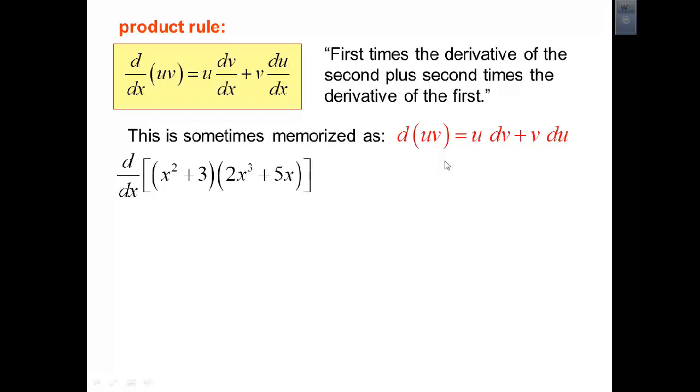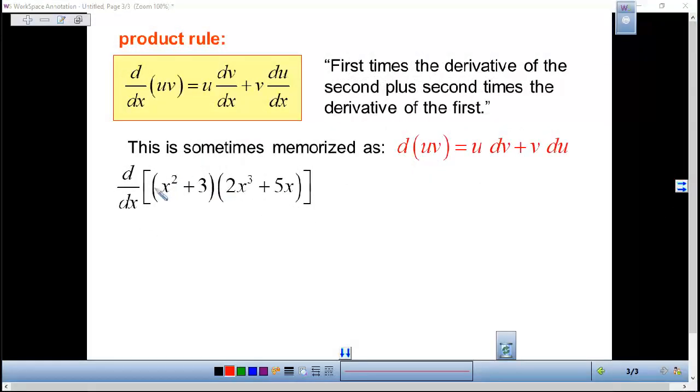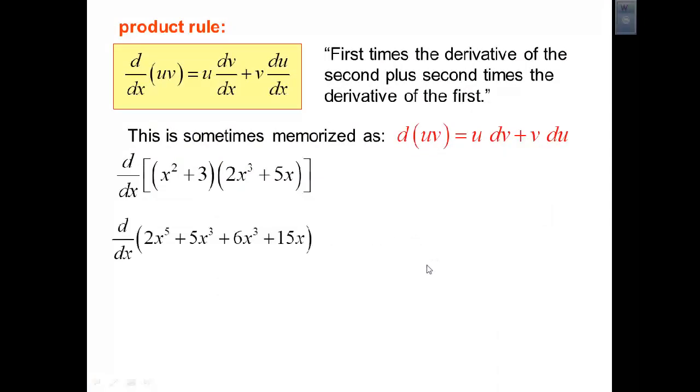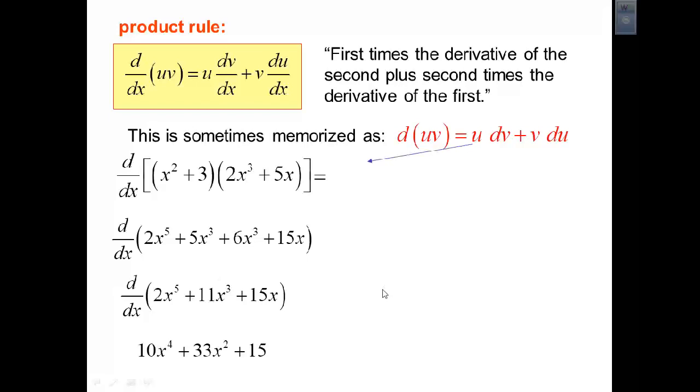All right, with this one, if we were going to take the derivative, what we would do is first, x squared plus 3, times the derivative of the second, which is going to give us 6x squared plus 5, and then plus 2x cubed plus 5x times the derivative of the first, which would be 2x. And then you could actually combine some stuff, but we're not going to worry about that. Let's look at both of them, and I'll explain it in just a second.